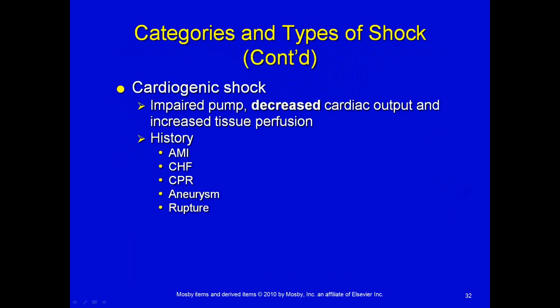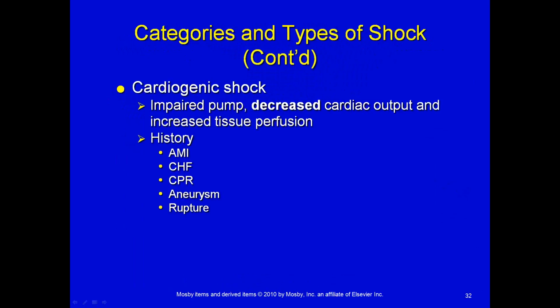Now, cardiogenic shock, cardio refers to the heart, genic is genesis. So the genesis of this shock is the heart. It's impaired pump function. When the pump does not work properly, you're going to have a decrease in cardiac output and a drop in blood pressure.